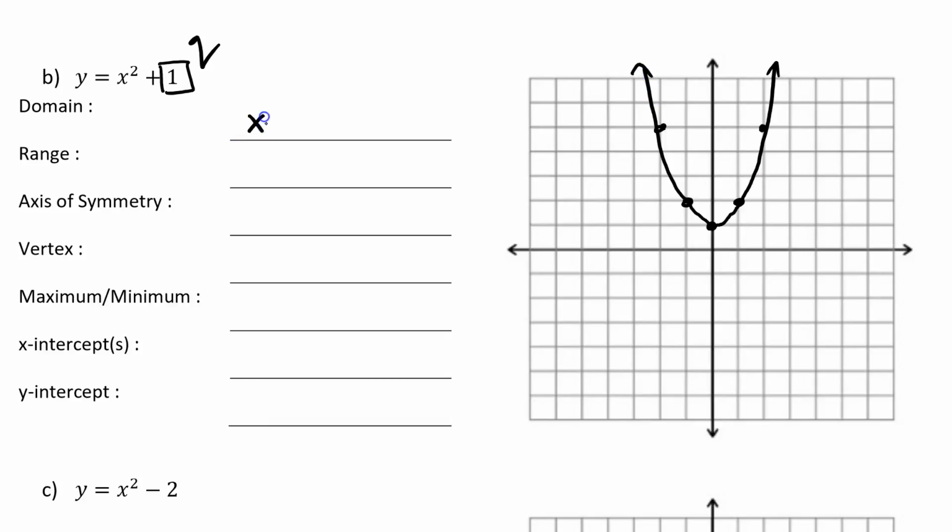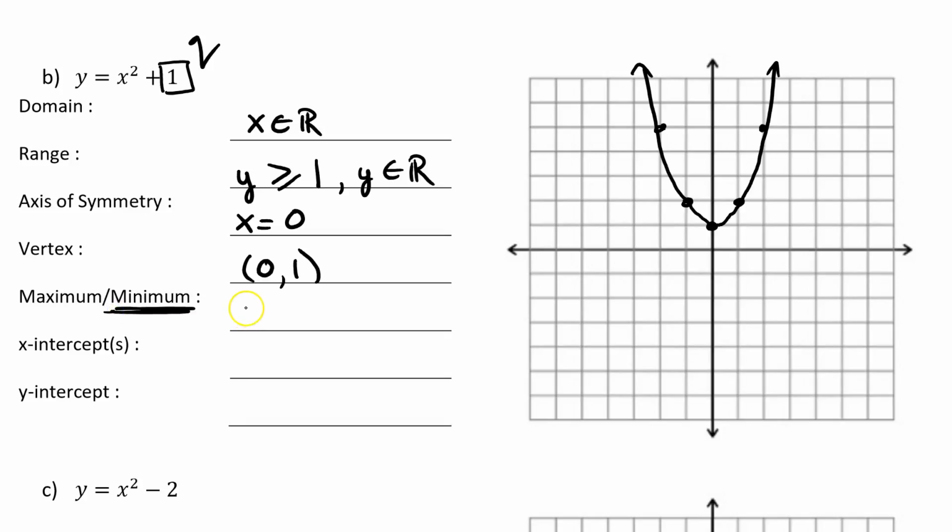So the domain here, as always, is x is an element of the reals. Y is going to be greater than or equal to 1. And y can also be an element of the reals. The axis of symmetry is simply x equals 0. The vertex right here is going to be at 0, 1. The minimum, okay, the minimum is going to be at y equals 1. The x-intercepts, there are none.